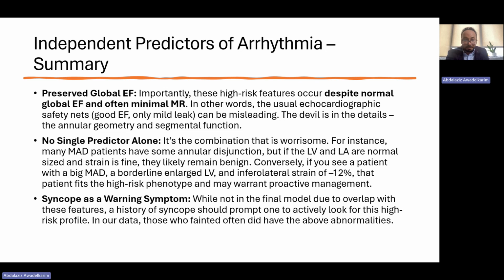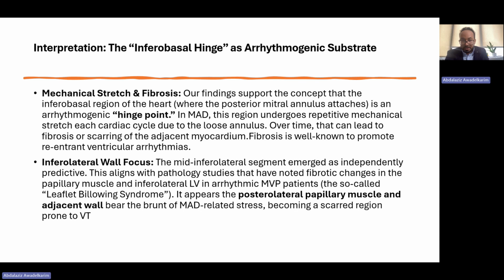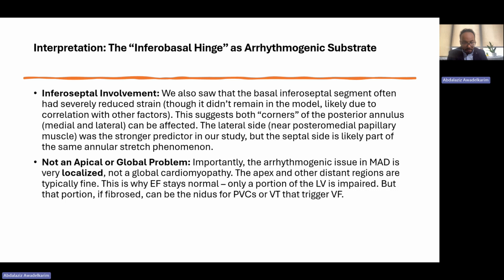And then as an interpretation, we understand that there is that hinge point, because there were alternative theories. Some people were saying that there is fibrosis in the papillary muscle or other areas. Our research confirmed that there is a hinge point. There's fibrous tissue at that area. That fibrous tissue will lead to VT. And focus on that specific segment to classify or stratify the risk for your patient.